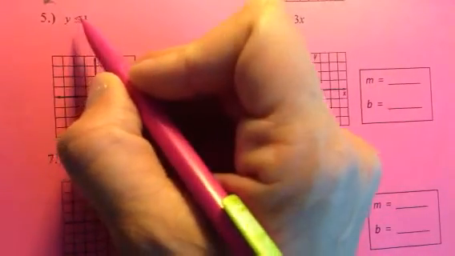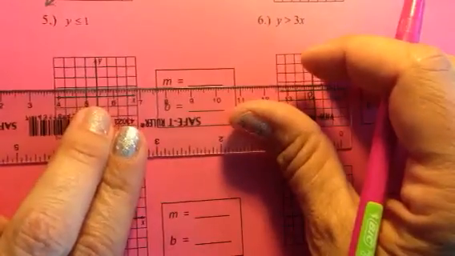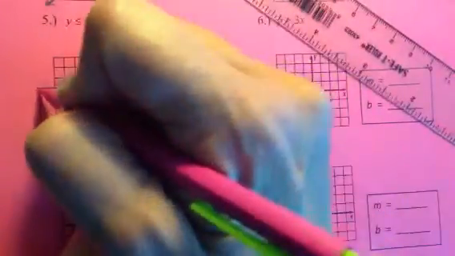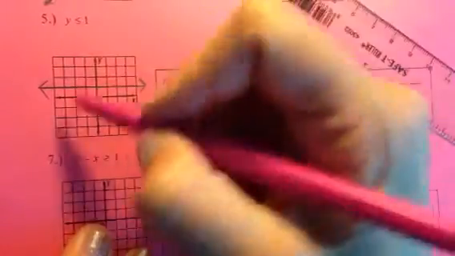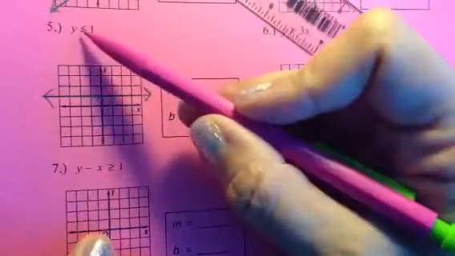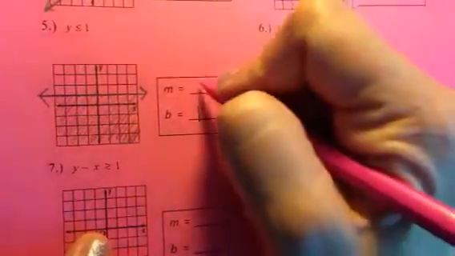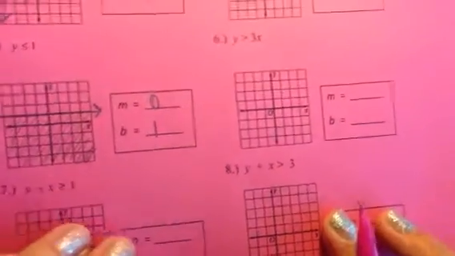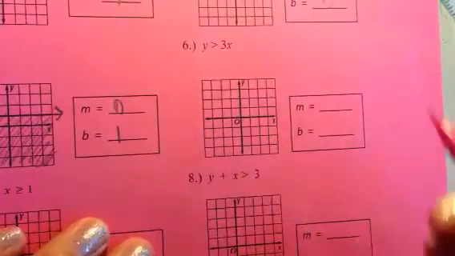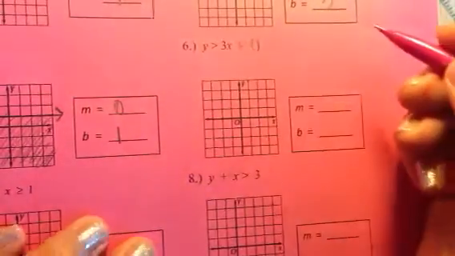Number 5 is y is less than or equal to 1, and y equals is always going to be a horizontal line, and it's going to be a solid boundary line because of the less than or equal to. And notice I'm not even writing down the slope or the y-intercept. We need y is less than or equal to 1. I've got my solid line. I'm going to shade everything below it. The b would actually just be 1, and the m is 0. We don't have a rise over run. It's a horizontal line.